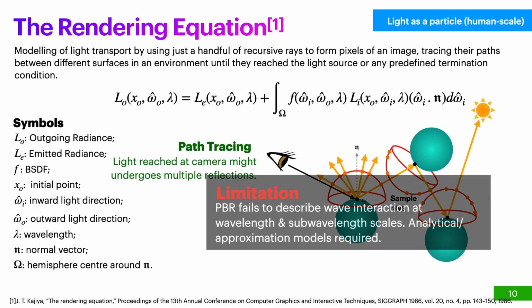Because this is a geometric optics based light simulation approach, PBR fails to describe wave interaction at the sub-wavelength scale. So it requires additional analytical as well as approximate models to describe surfaces with nanomaterials.